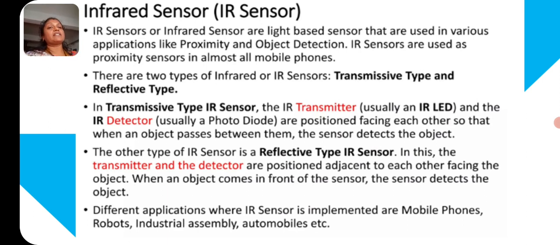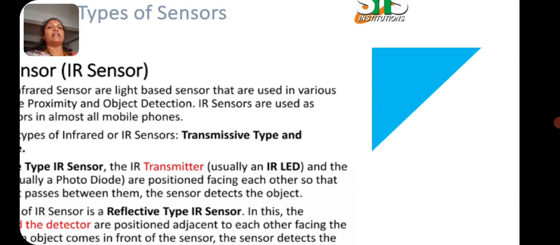So the other type of IR sensor is a reflective type IR sensor. In this, the transmitter and detector are positioned adjacent to each other. So here we have to listen carefully. That is, in the transmissive type, the photodetector and LED are positioned facing each other. But in the reflective type, the IR sensor components are positioned adjacent to each other. So when an object comes in front of the sensor, it detects the object. Different applications where IR sensors are implemented are mobile phones, robots, industrial assembly, and automobiles.